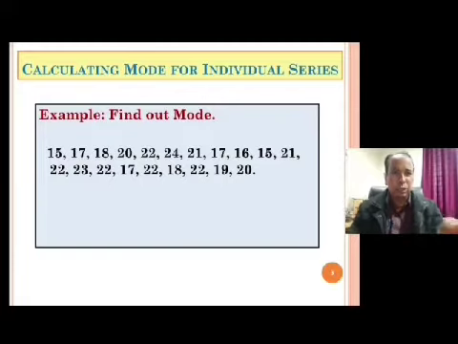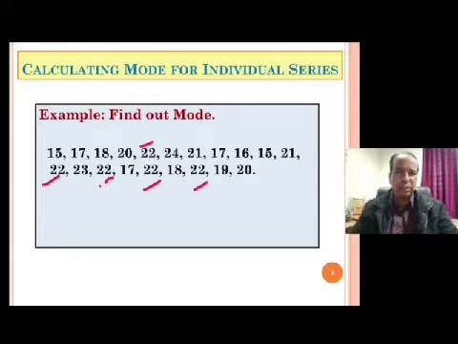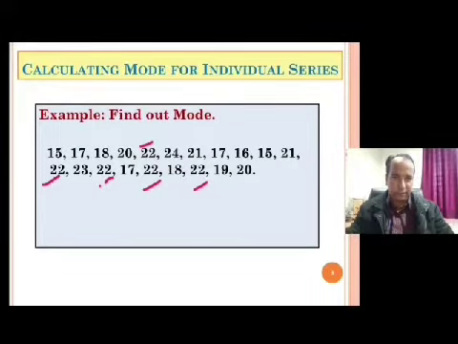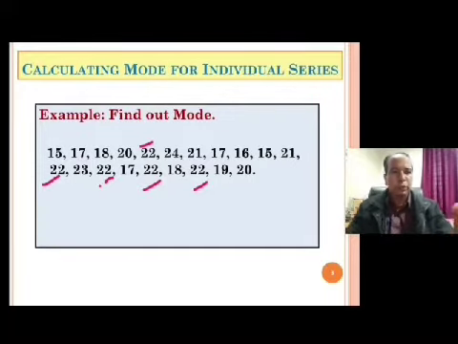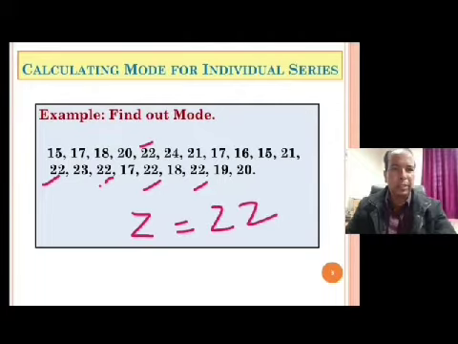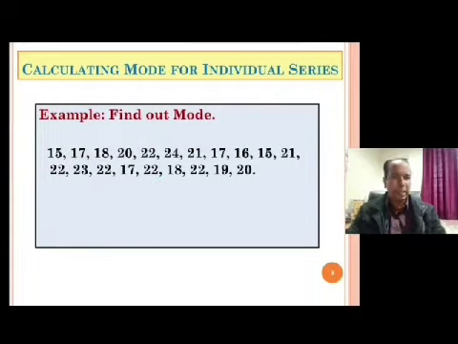It seems like 22 is coming the maximum number of times in this series: 22, 22, 22, 22, 22. So I think 22 is the value which appeared 5 times. None other value has appeared this many times. So the mode here is 22. This is called the inspection or observation method, and in the case of an individual data series, we have seen how we would calculate mode.